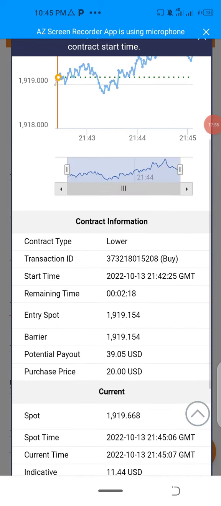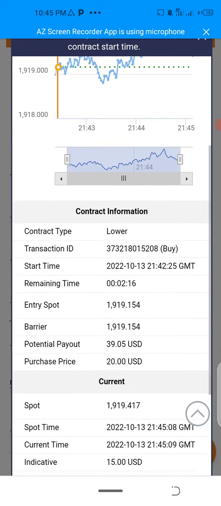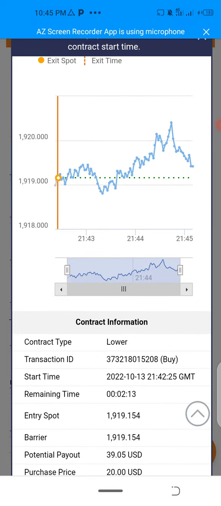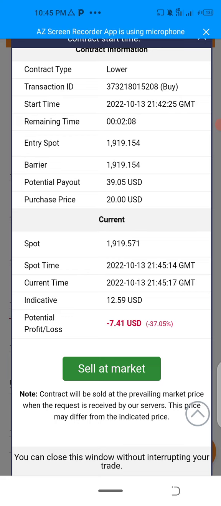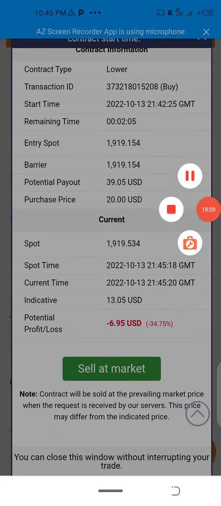Let's just leave it that way, and we're going to see if the trade will come down and cross down these parameters. So if we are going to lose or we're going to win the trade, we will know. So let's pause the video.